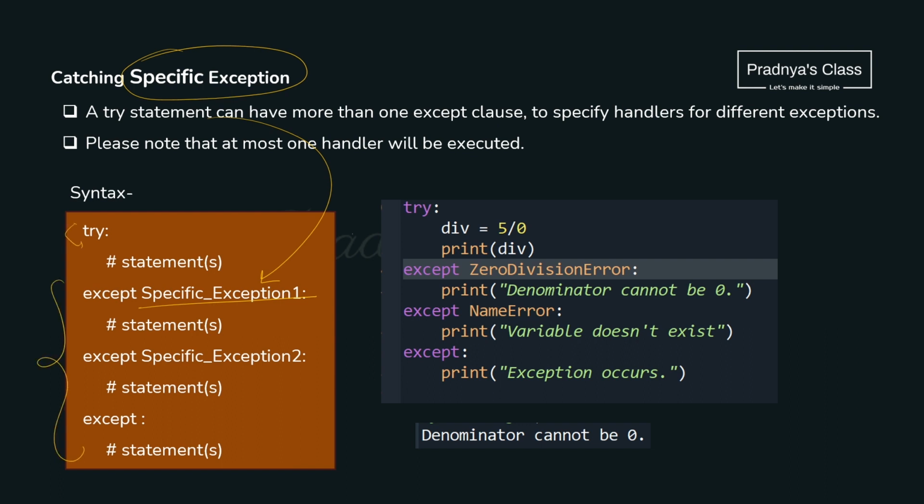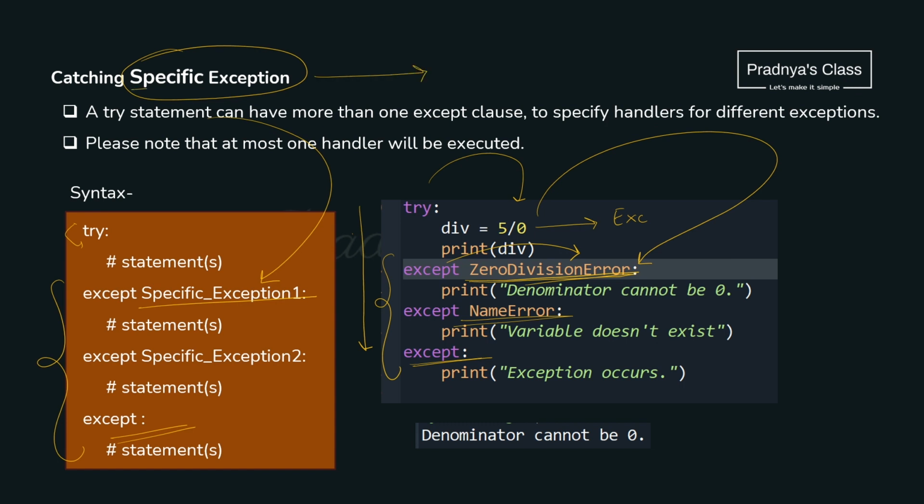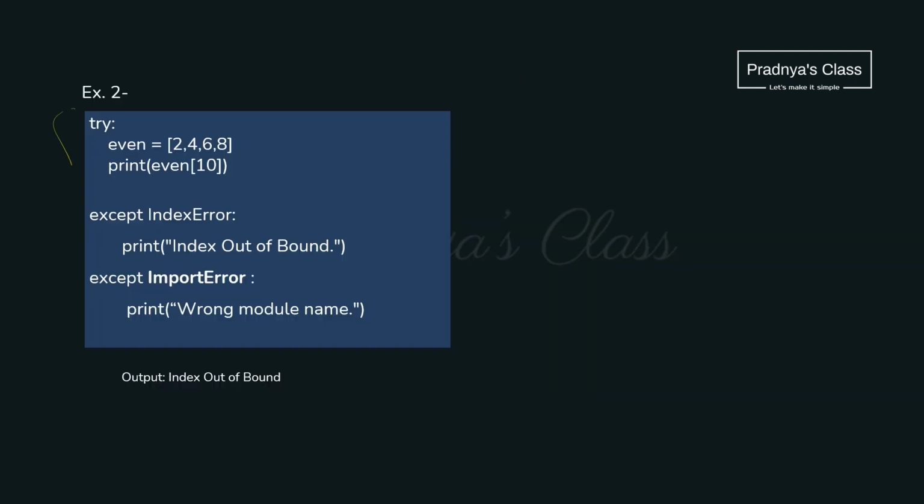When we mention the names of exceptions, mention the specific one in the beginning and then generalize at the last. Look at the example where we are dividing a number by 0. We know with this example we will get the exception ZeroDivisionError that we have mentioned. After that we have specified one more exception and finally the generalized one. So remember, whenever you catch a specific exception, write the specific one in the beginning and at last the generalized one.